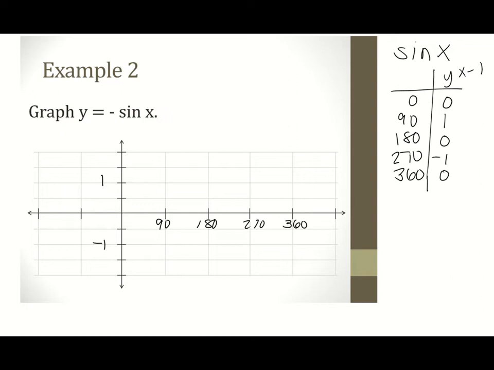So if I'm graphing, I start at 0 because we're multiplying. 0 is going to stay 0. Now 90 is going to go from 1 and reflect over the x-axis down to -1. 180 is going to stay at 0. 270 goes from -1, flip it because we're multiplying by -1, becomes a +1, and 360 stays at 0.